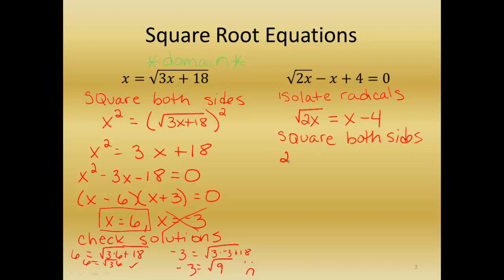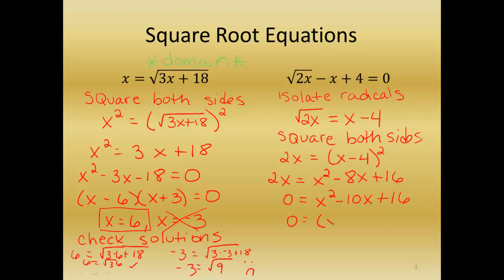Squaring both sides gets me a plain old 2x, but on the right I have (x minus 4) squared. I do have to make sure I multiply that out correctly, and that's going to be x squared minus 8x plus 16. It's a quadratic, so I set it equal to 0: x squared minus 10x plus 16. I can factor, and this is going to factor (x minus 8)(x minus 2).